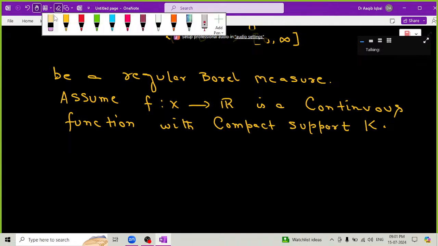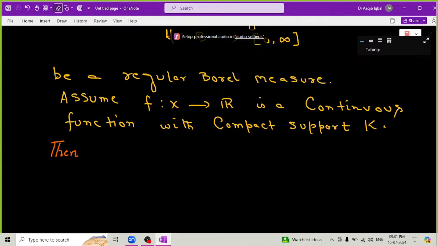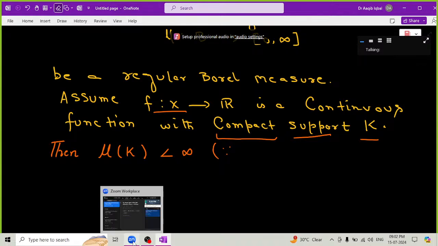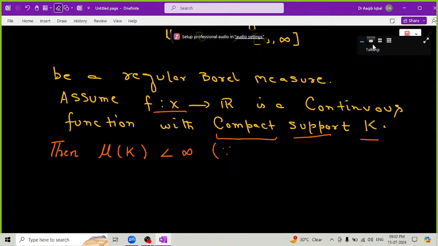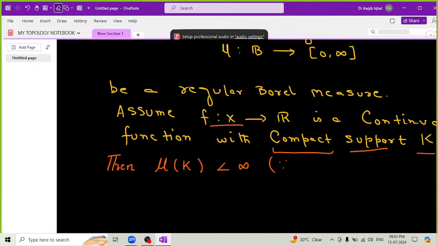Then the first thing you note here: what will be mu of k? What is k? K is the support of this function, and here we assume that the support is compact. What will be mu of k? I am telling you it will be a finite quantity, and you will tell me the reason. Tell me, what is the reason for this?